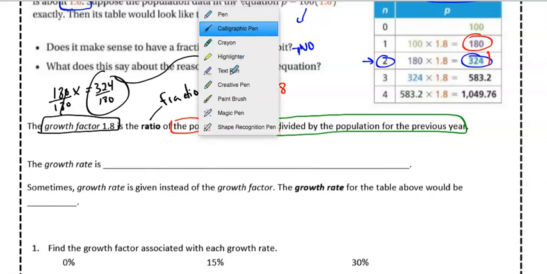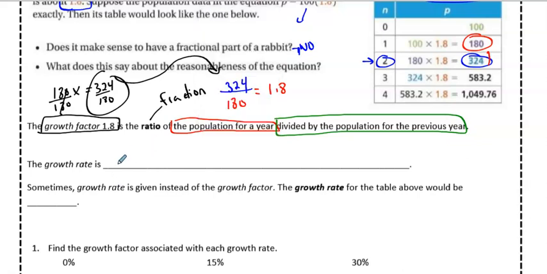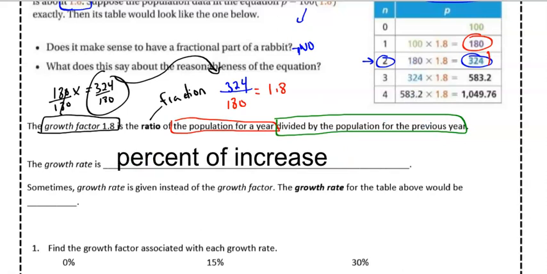So what does that mean? The growth rate is, and I'm going to try a new little technique here with my new magic pen, the percent of increase. Oh no, bringing it back to 7th grade. What does all that mean? Percent of increase.